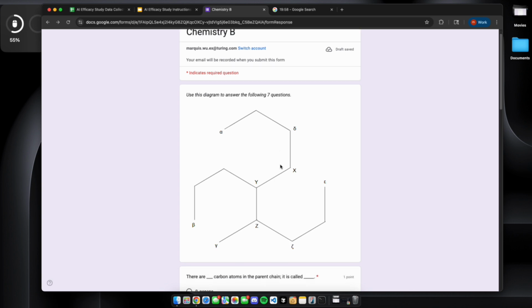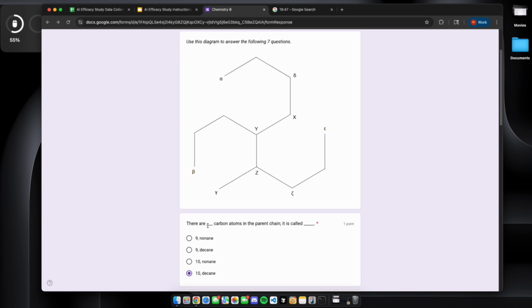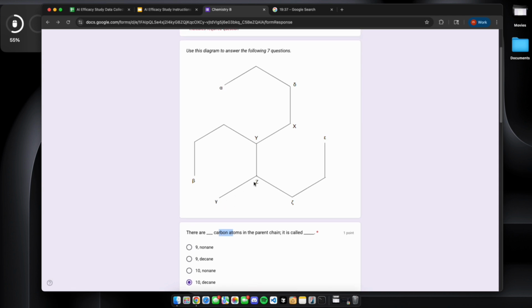So it looks like we're hit with another diagram. Some sort of molecule. So there are blank carbon atoms in the parent chain. It is called blank. From studying, I remember that the name depends on how many carbon atoms there are. So there's one, two, three, four, five, 6, 7, 8, 9 carbon atoms. So it has to be one of these two. And because dec means 10, pretty sure this one is the name.